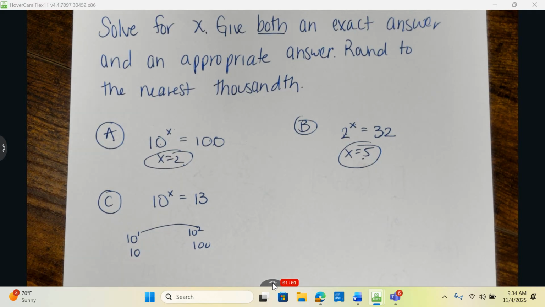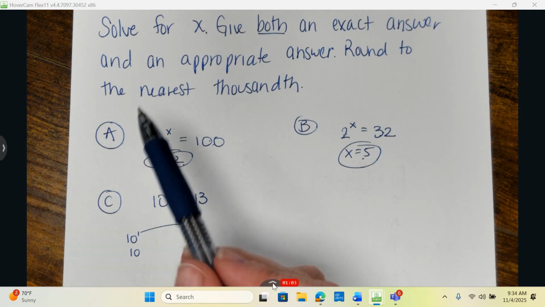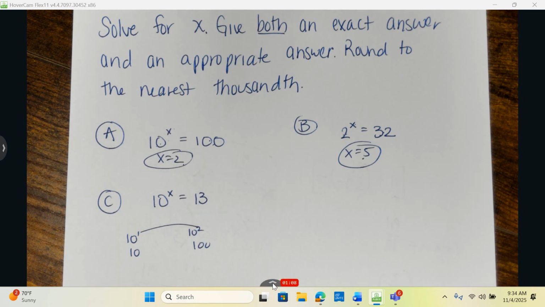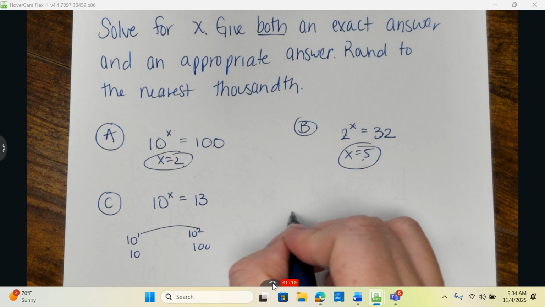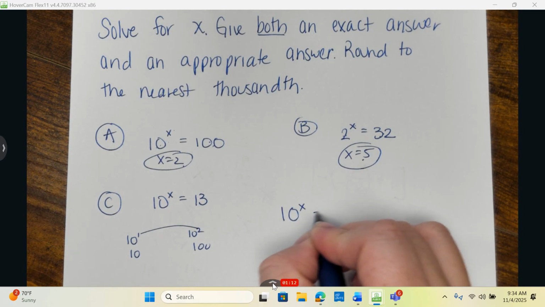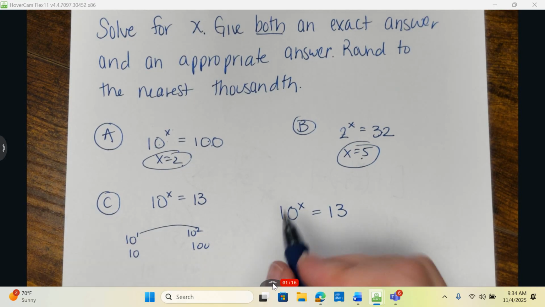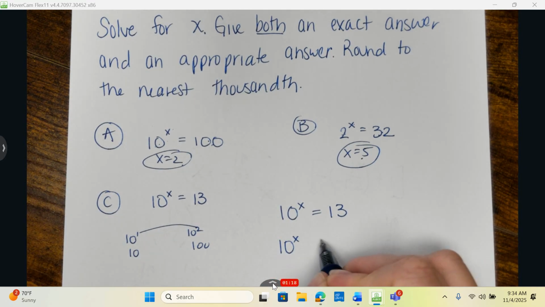That's why we have logs. Logs are used to solve when the variable is in the exponent position and we can't use mental math to solve it. So how do we use logs? Well, we use logs by doing the following. So this is the problem, and I'm going to provide us a little more space here.